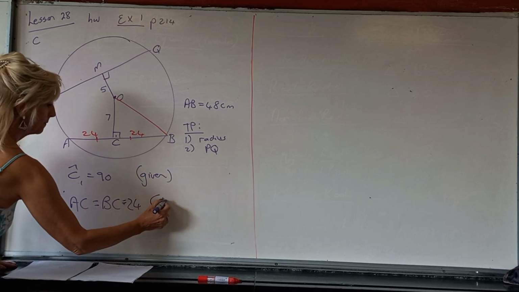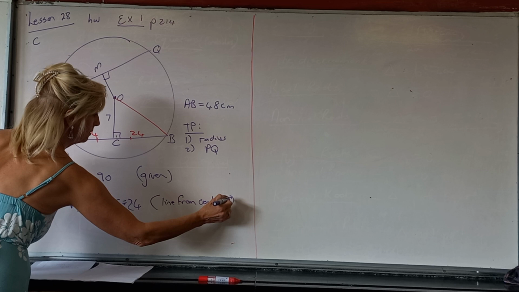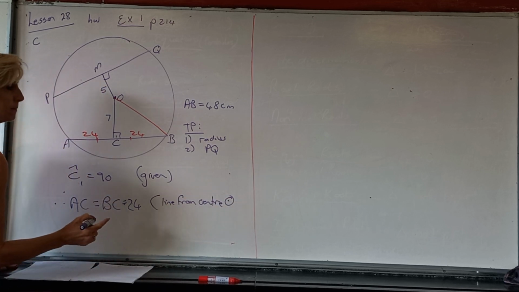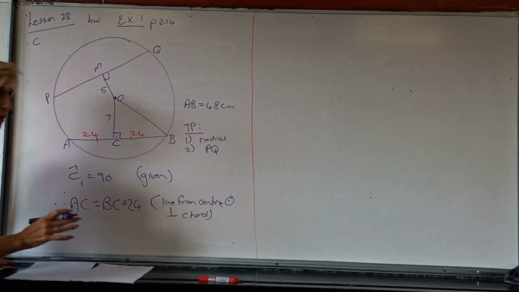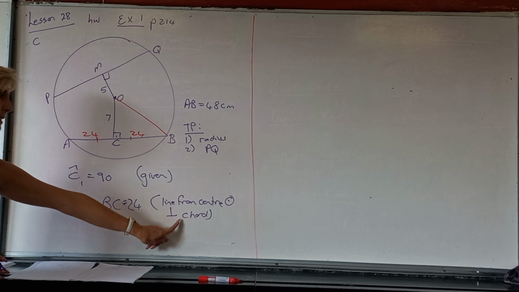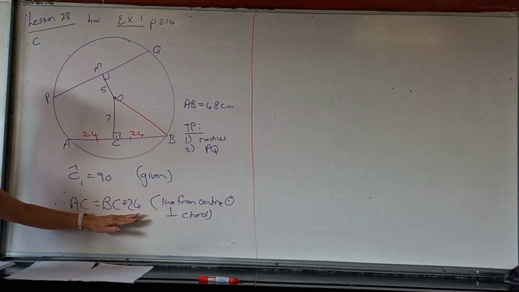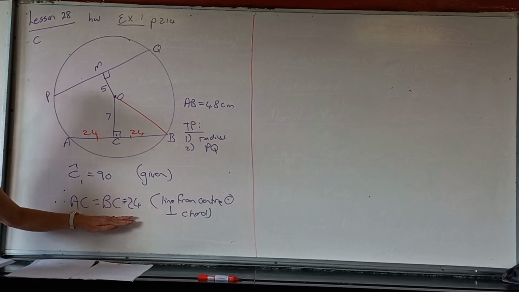Line from the center of a circle perpendicular to the chord. Not bisects the chord. Because if it's perpendicular, what does it do? It bisects the chord. You see it standing here. A line from the center that is perpendicular will do this. Bisect it. So you've got to get the right one. Alright, now that I've got that, I've got all my information.